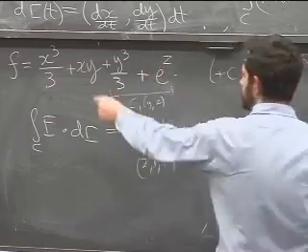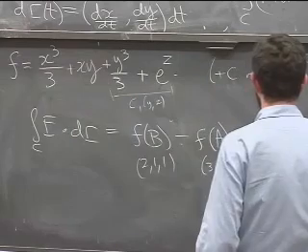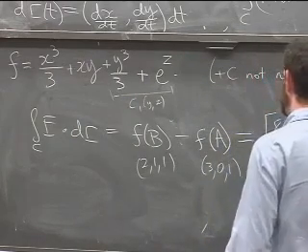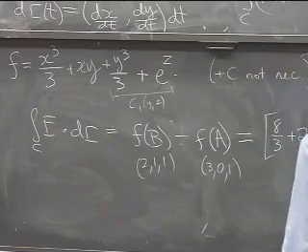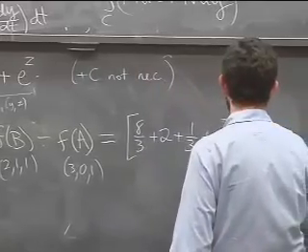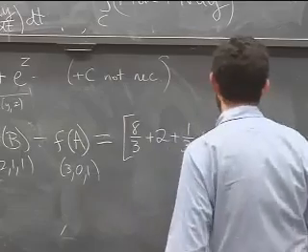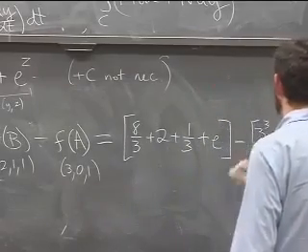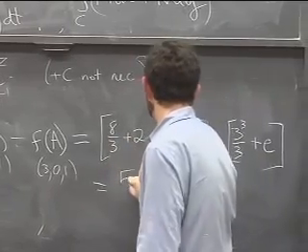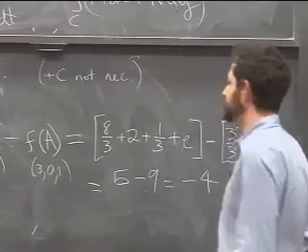So I just plug (2,1,1) into here. 2 cubed is 8. 2 times 1. 1 cubed. E to the z is just e. Minus, plug (3,0,1) in. You get 3 cubed over 3. xy is 0. y cubed is 0. And z is 1. So the e's cancel out. You get 8/3 plus 2 is 5. And minus 9. So it's negative 4 is the answer, as it turns out.